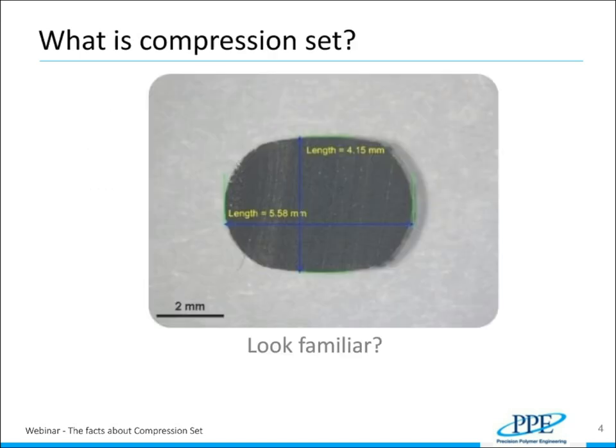So what is compression set? We've just included a micrograph here, which is a seal that's taken on classic compression set. So this was at one point an O-ring, so it was round in shape. It's been placed in application, and after this application, it now no longer recovers its full round shape.